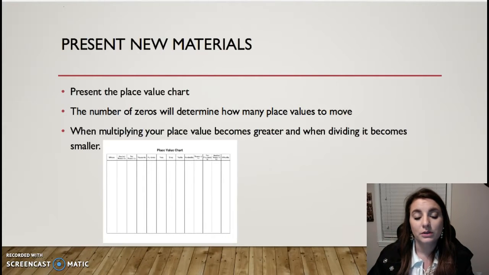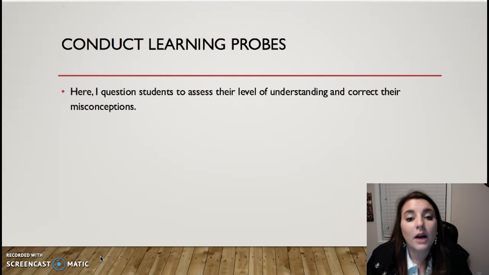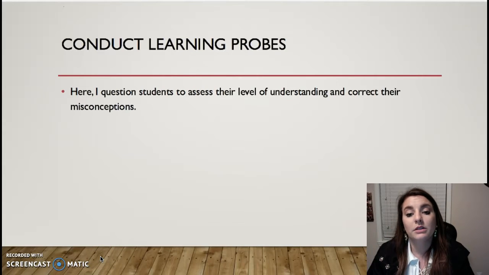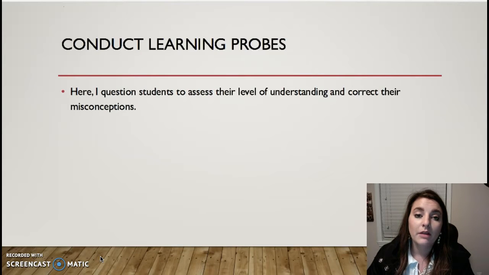When conducting learning probes, I'll question the students to assess their level of understanding and correct their misconceptions. There's always going to be students who have questions about it, and I love questions because that means that they really want to learn what you're teaching. So I love to hear those questions and maybe go a different route in explaining how to get the answer.